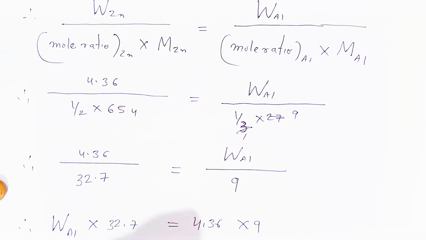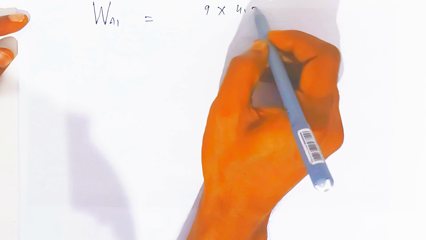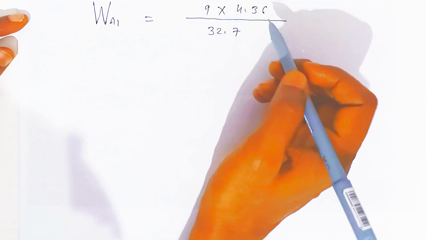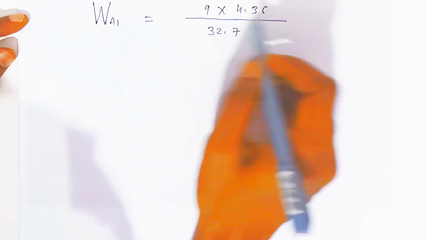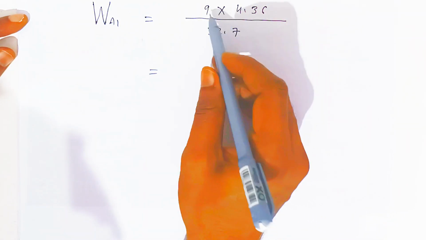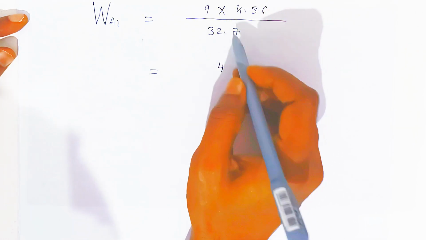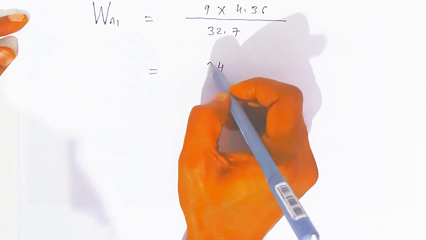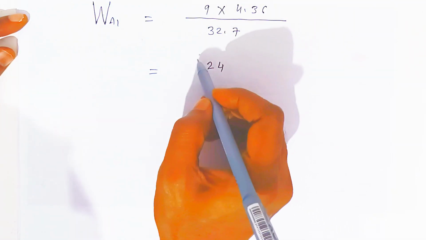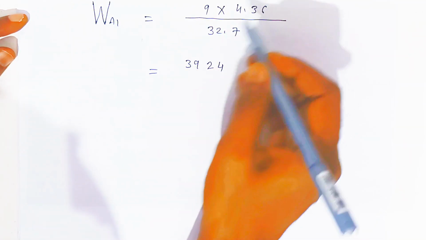Okay, students. So therefore, weight of aluminum will become 9 into 4.36 divided by 32.7. If you know the multiplication of 9, students, you can multiply directly. 9 6s are 54. 4 I am writing here. 4 3s are 27 plus 5, 32, that is 2. 9 4s are 36. 36 plus 3, 39. Before 2 digits, put the decimal.